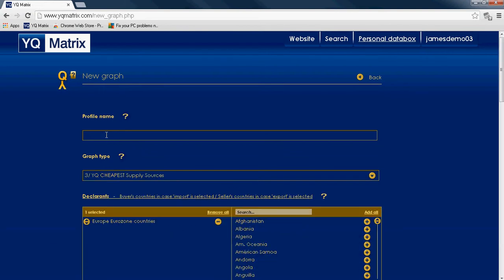And you give a name to the graph, of course. So, cheapest supply sources for polystyrene imports into Europe.